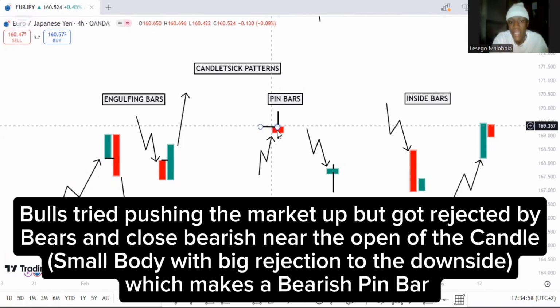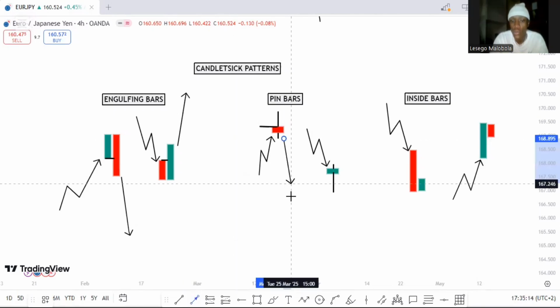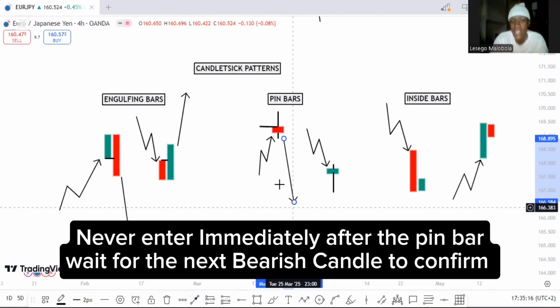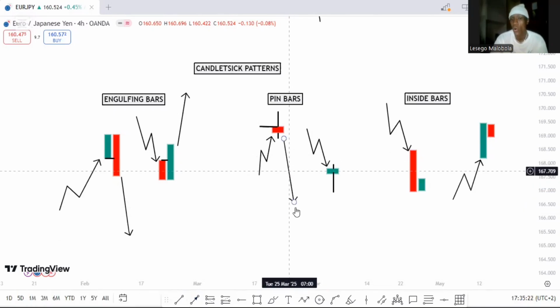And with pin bar candlesticks, it has to look like a doji, but with much bigger rejections. You understand? And then a much smaller rejection from the downside if it's a pin bar candlestick. A bearish pin bar candlestick usually signals that price will go to the downside. But what I usually do is wait for the next bearish candlestick to confirm in order for me to take my trades to go all the way to the downside.